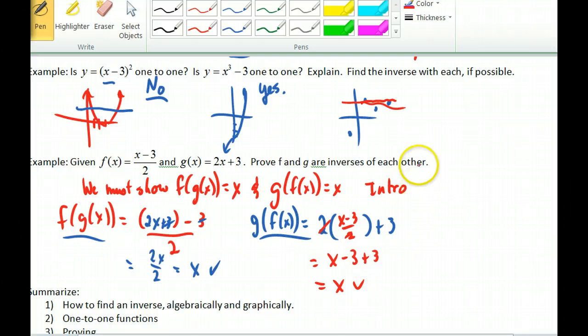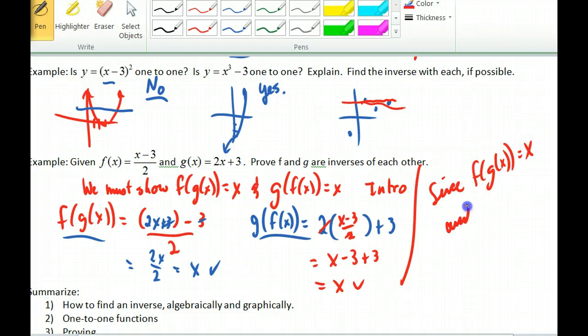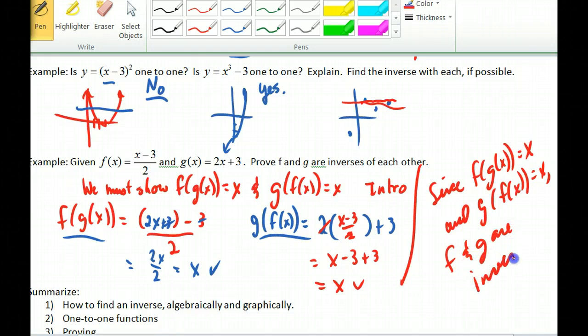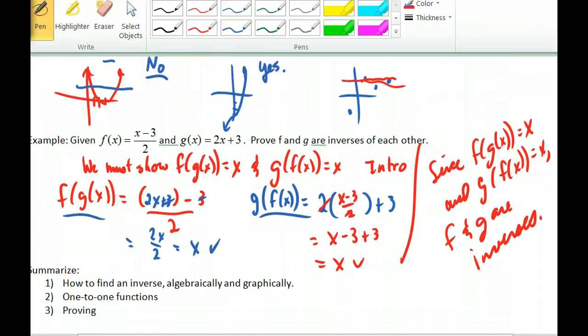So now we did the intro, we did the body, and then we want to conclude. So since f of g of x is equal to x, and write this as separate statements. Don't put it in one package. G of f of x is equal to x. F and g are inverses. Seems a little redundant, but go ahead and do this. Tell us what you're going to do. Go ahead and do it, and then summarize what you just did.